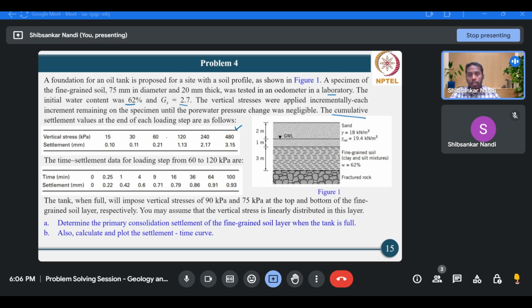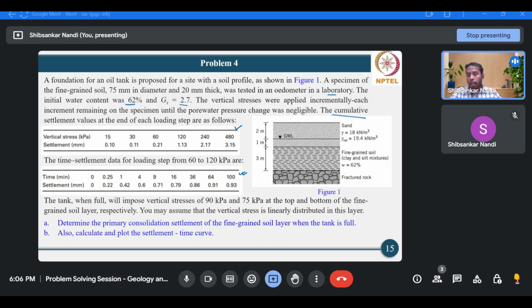In addition to this observation, the time settlement data for the loading step from 60 to 120 kPa are also measured. Okay, and it's given in this table, the second table.